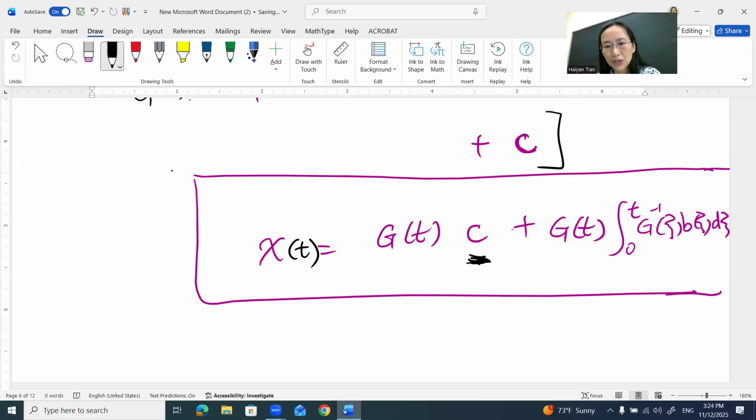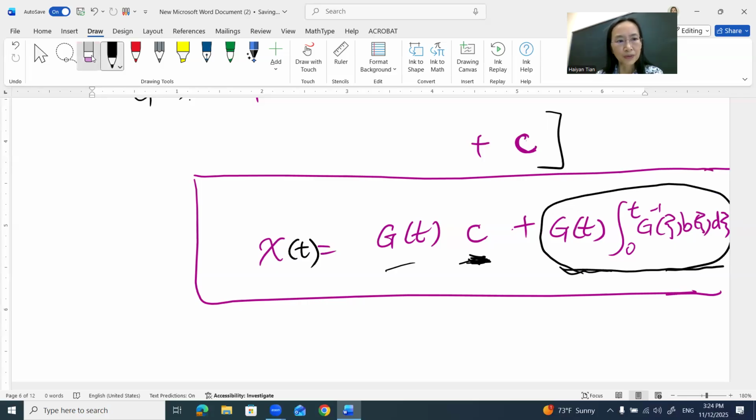So let's make a special case. When C is 0, the 0 vector, this matrix times the 0 vector will be 0. So then we're left with only this part. That means this is a particular solution to the non-homogeneous problem.